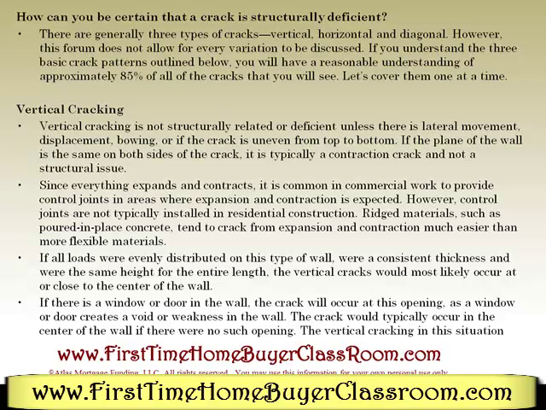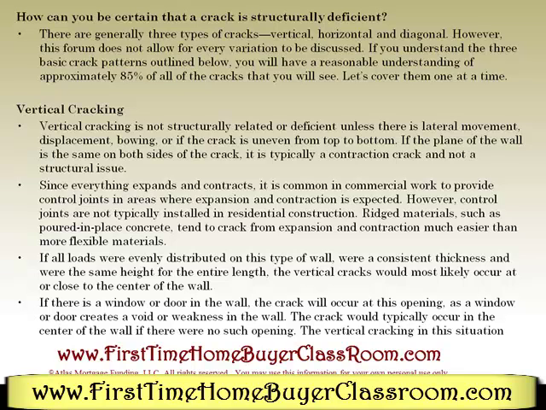Vertical cracking is not structurally related or deficient unless there is a lateral movement, displacement, bowing, or if the crack is uneven from top to bottom. If the plane of the wall is the same on both sides of the crack, it is typically a contraction crack and not a structural issue. Since everything expands and contracts, it is common in commercial work to provide control joints in areas where expansion and contraction is expected. However, control joints are not typically installed in residential construction.